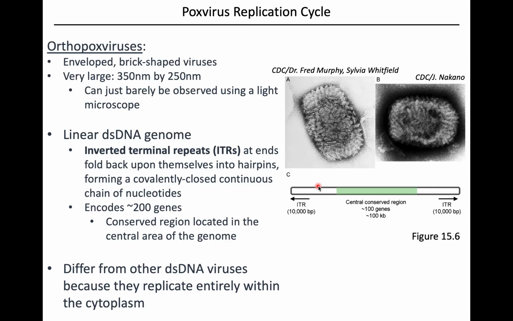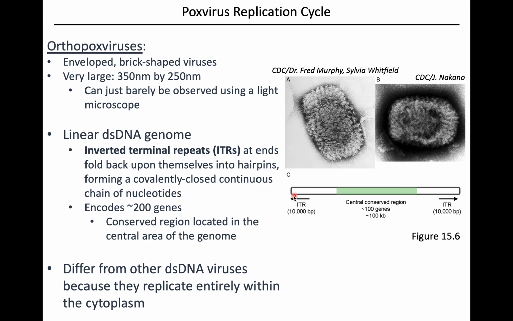And just to lay the foundation here, all the orthopox viruses are enveloped and they're what are called brick-shaped viruses for obvious reasons. These are huge viruses, so you can actually see the virus particles with a decently powerful light microscope. It's got a huge double-stranded DNA genome.